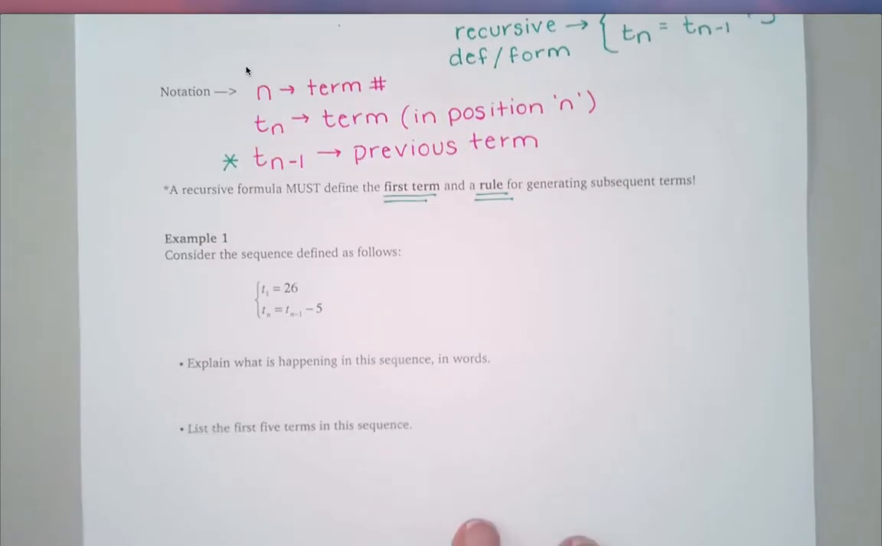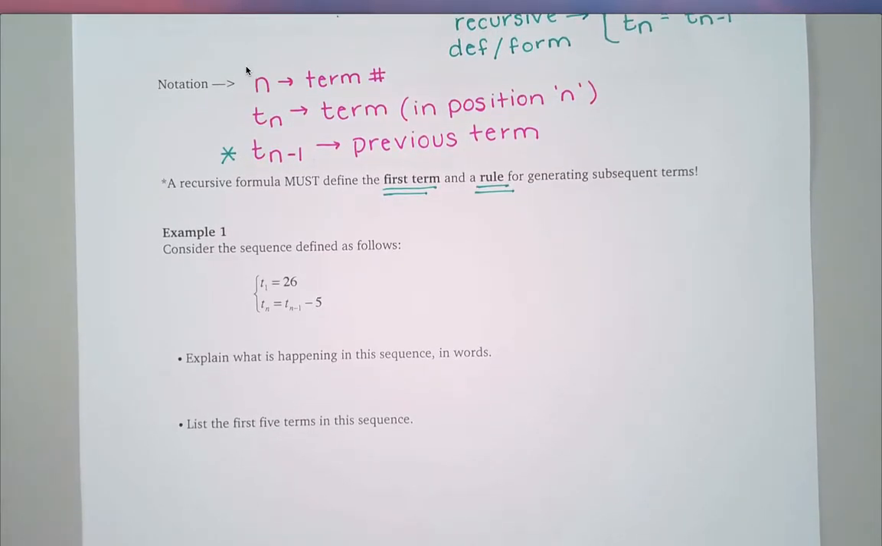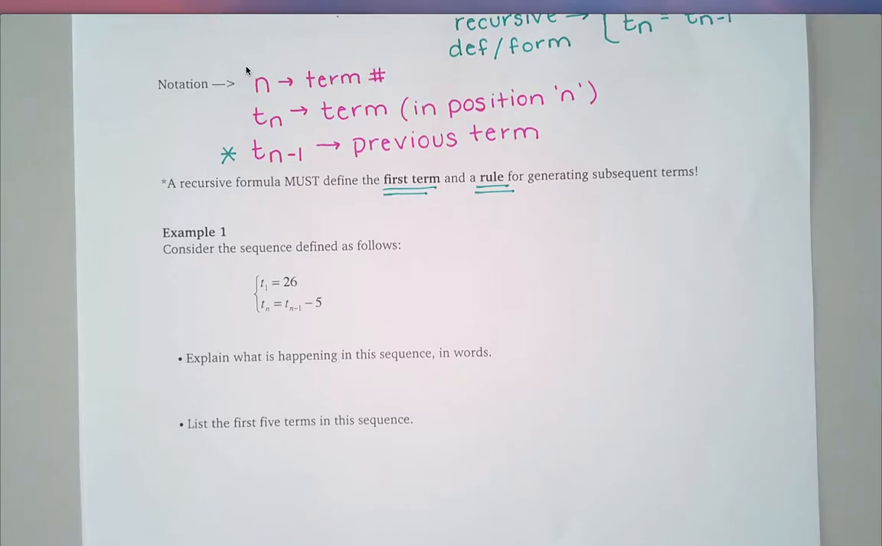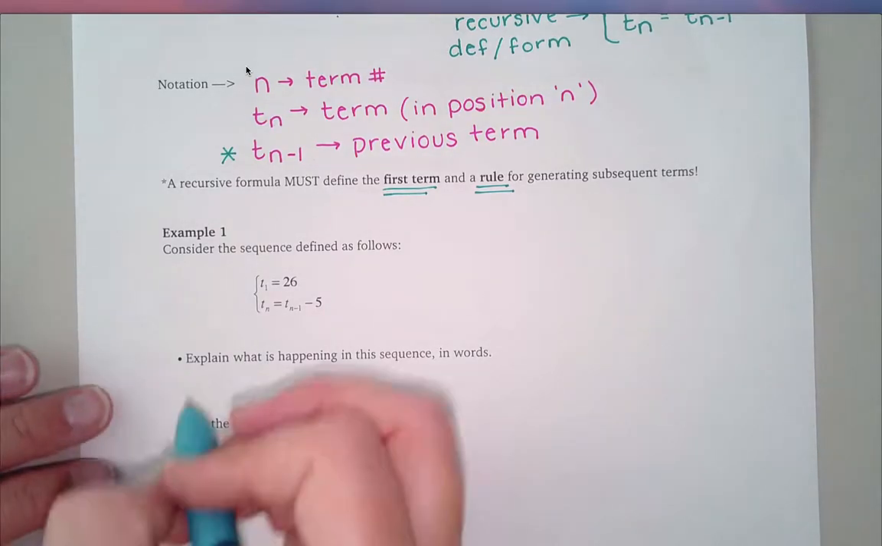So when I look down here at example 1, it says T1 equals 26. And then to get the next term, we take the previous term and subtract 5. I want to say that in even better English. Okay, I would rather say that without using mathy talk at all. So what I would probably say here is something like this.